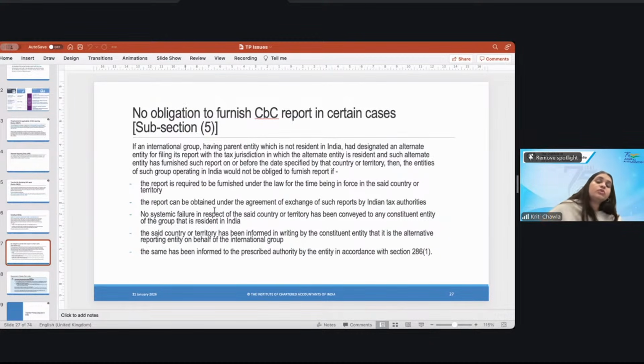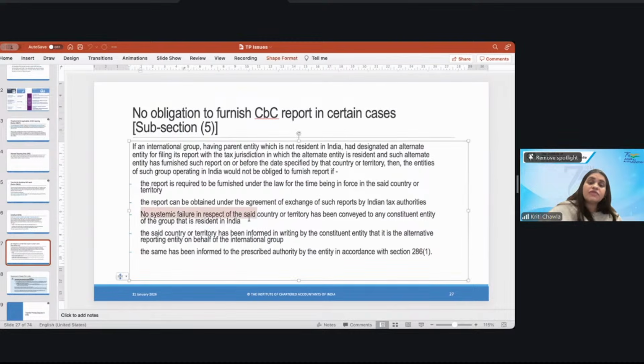If you read through the third one, it says no systematic failure in respect of the said country or territory has been conveyed to any constituent entity of the group that is resident in India. That basically means if there is a systematic failure, that there is no exchange happening out there, then the CbCR requirement may apply and you may need to furnish the information in India also. So this is why they're actually saying it.